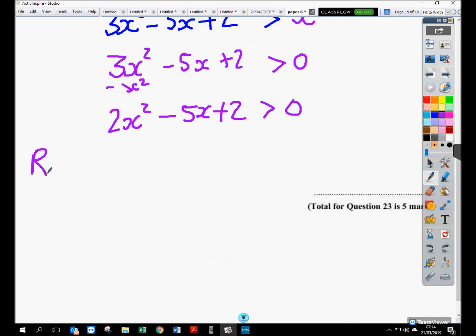The way we do this is we work out the roots. You can work out the roots using either the quadratic formula, which is x equals minus b plus or minus the square root of b squared minus 4ac all over 2a, or you can factorize it. It doesn't always factorize, but this one does. The way to factorize it is to draw two sets of brackets like this. We write 2x at the beginning of both.